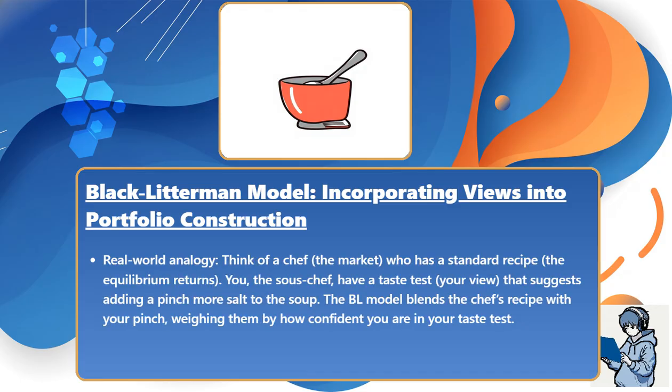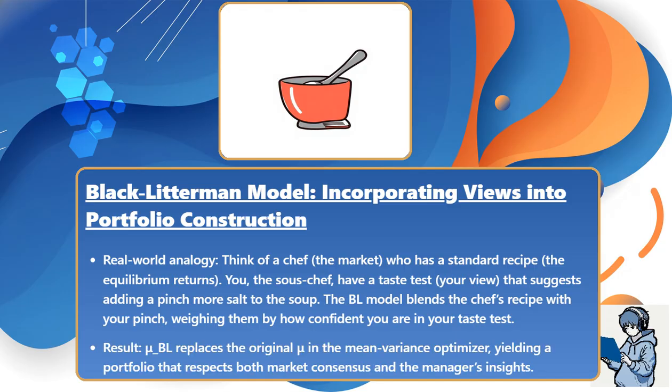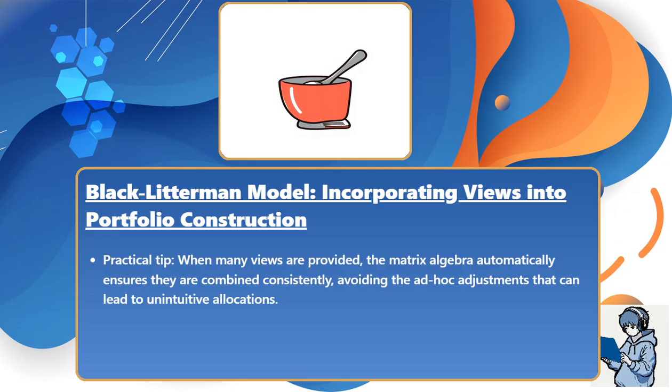Real-world analogy: think of a chef, the market, who has a standard recipe. The equilibrium returns. You, the sous chef, have a taste test, your view, that suggests adding a pinch more salt to the soup. The Black-Litterman model blends the chef's recipe with your pinch, weighing them by how confident you are in your taste test. Result: mu BL replaces the original mu in the mean variance optimizer, yielding a portfolio that respects both market consensus and the manager's insights. Practical tip: when many views are provided, the matrix algebra automatically ensures they are combined consistently, avoiding the ad hoc adjustments that can lead to unintuitive allocations.